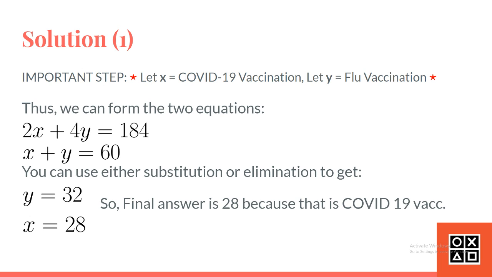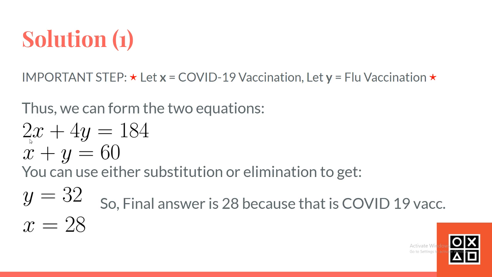Okay, so this is the solution. The important step is to let x equal the number of COVID-19 vaccinations and let y equal the number of flu vaccinations. Now, you can switch these two, but then you would have to change the variables in the equations.